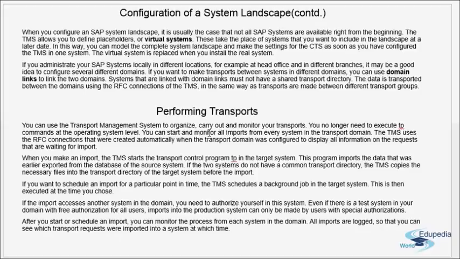You can start and monitor all imports from every system in the transport domain. The TMS uses the RFC connections that were created automatically when the transport domain was configured to display all information on the requests that are waiting for import. So now this TMS helps us in so much that initially when you have installed and configured the TMS, in a domain we have a domain controller, and we can have different transport groups. It's nothing but they share the common transport directory. But all the systems form a part of the transport domain, like this.